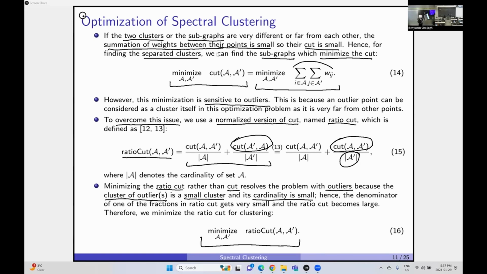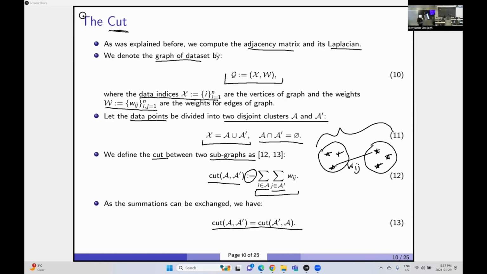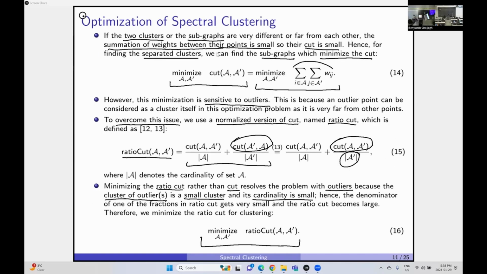Equation 14 is a definition of the cut, and then we said there is a problem with the cut. And what is that? Going back to the definition of the cut, if we minimize this, what happens for an outlier? An outlier which is far away from all the data points will become one cluster with a single point, where its Wij is very small from other points. Agree? So that's a flaw, and we don't want to consider every outlier as one single separate cluster.